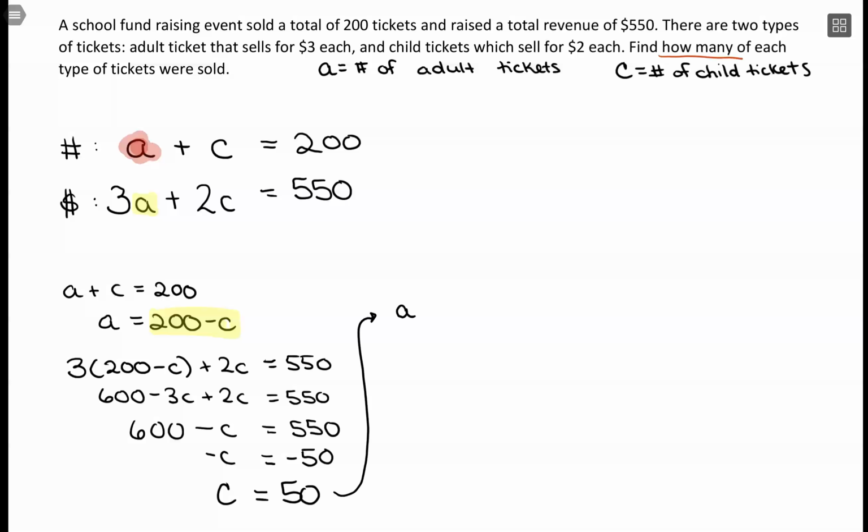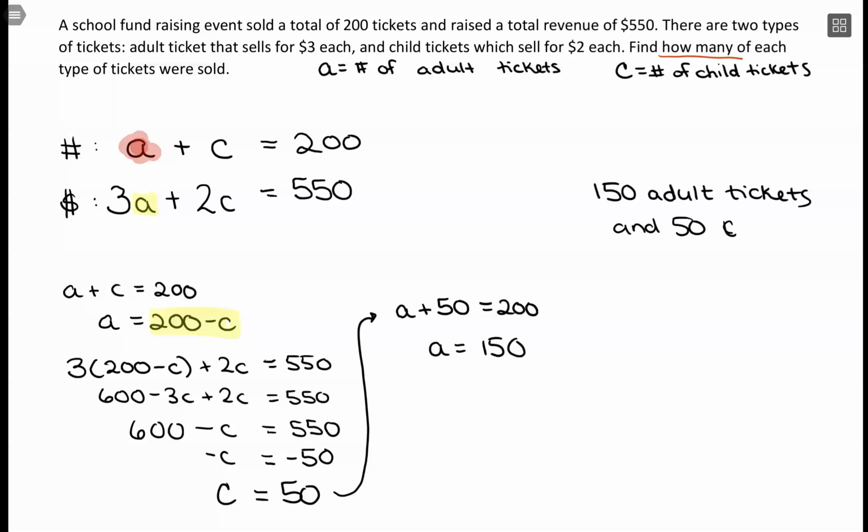So if I take A plus C equals 200, but C we're going to substitute in 50, equals 200. Subtract 50 from both sides. So we have 150 adults, 50 children. So 150 adult tickets and 50 child tickets were sold. All right, so those are word problems with systems of equations.